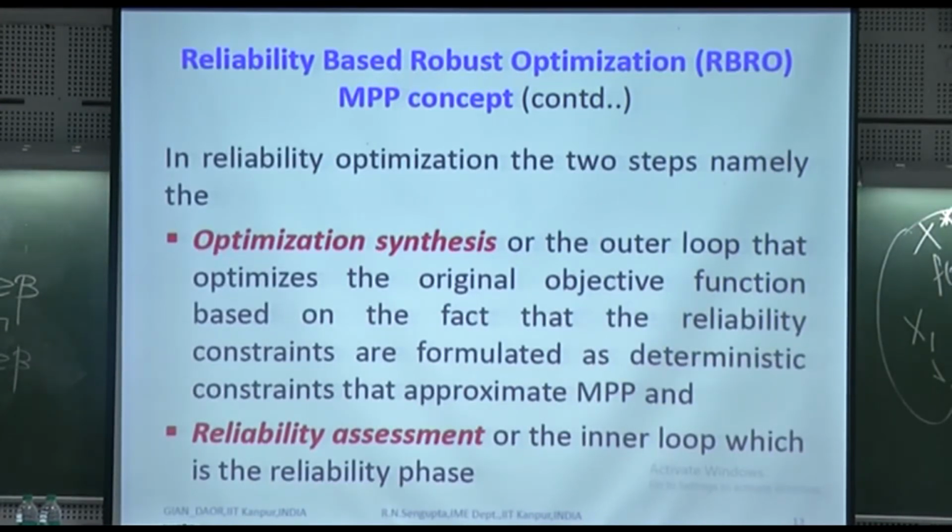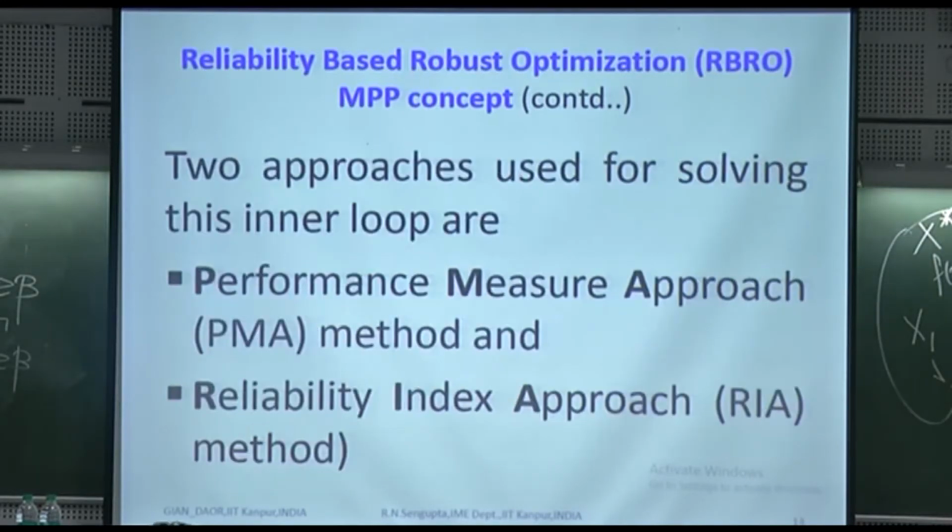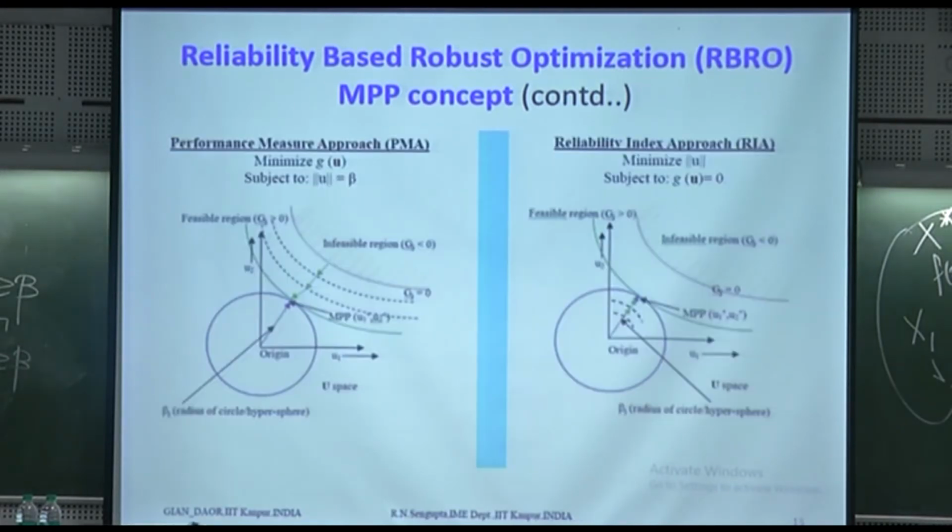Now, as I mentioned, there are many methods of moving back and forth. Two of the main ones, I'll just give the pictorial one: the performance measure approach and the reliability index approach. In both, the movement of trying to find the optimum surface or optimum point in the u space and then coming back to the x space works like this.